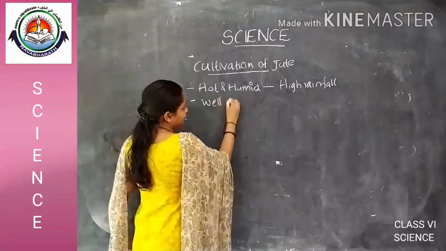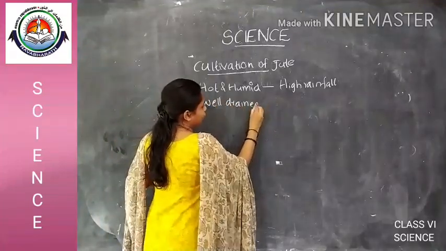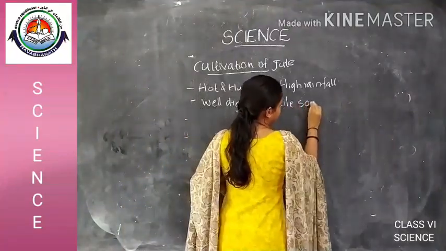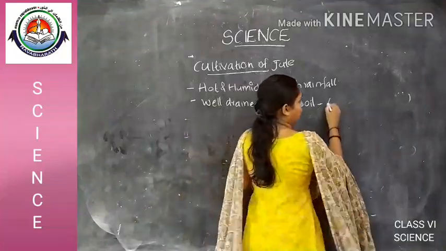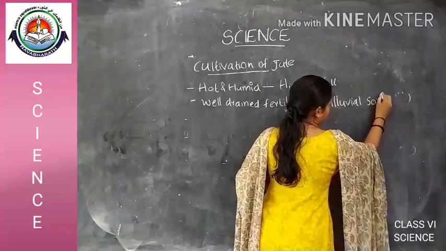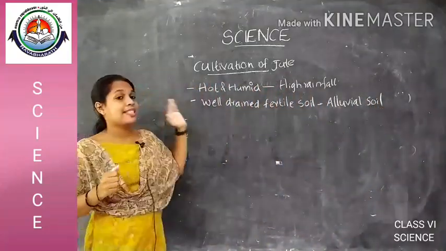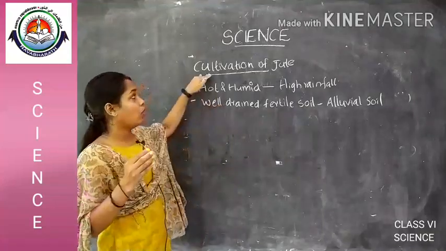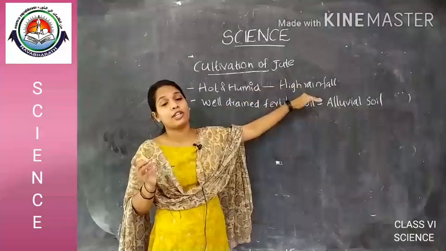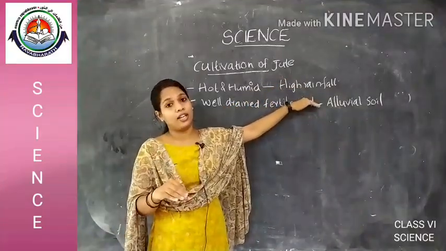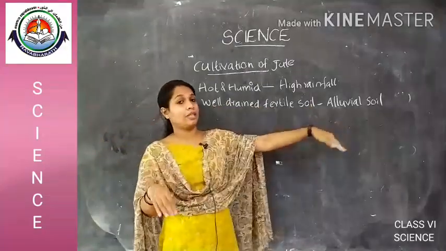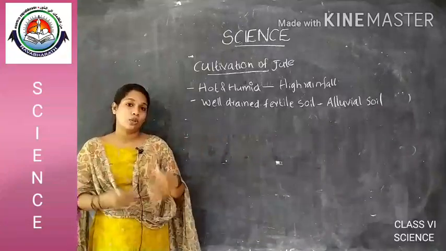These are the requirements for the proper growth of jute plant. It requires hot and humid conditions and also high rainfall. And also it is grown in well drained fertile soil, which can also be called alluvial soil.